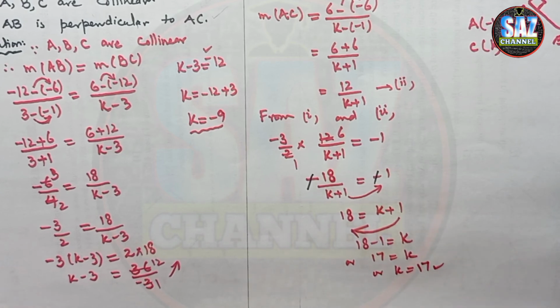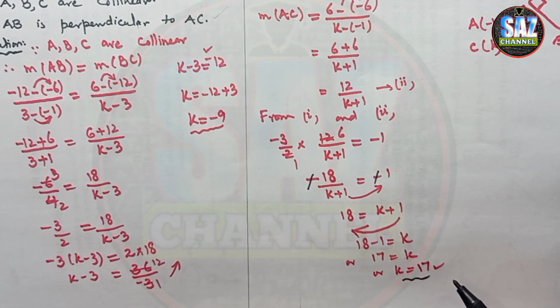So under the condition when two lines AB and AC are perpendicular to each other, the value of k is 17. I hope you are clear about today's class.